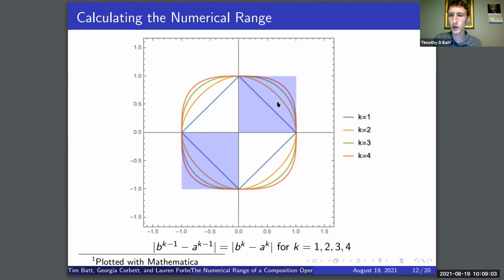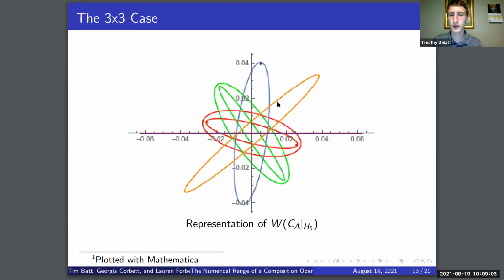However, we didn't just work with the 2x2 case, we also worked with the 3x3 case, and that proved to be much more challenging. This picture represents the numerical range of a 3x3 composition operator on H5. It not only gives us 1, 2, 3, 4, 5 ellipses, it also gives us ellipses and other points inside of those ellipses. And this is just for a single space of homogeneous polynomials, which makes this very difficult to work with.